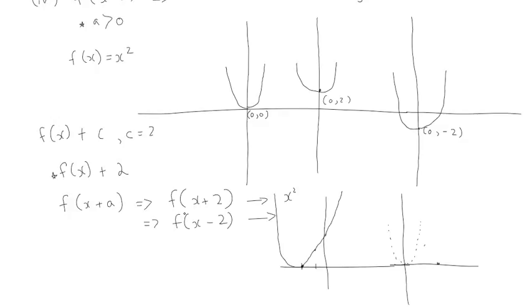And then you start plugging in values which are ahead of 2, right? That's going to be 3, 4, and 5. That's going to give us a curve like that. So it would look something like this. So as you can see, in this particular case, the graph is shifting 2 units to the left. And in this case, it would be shifting 2 units to the right.